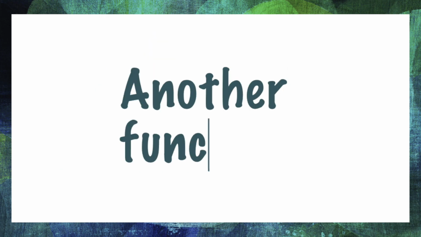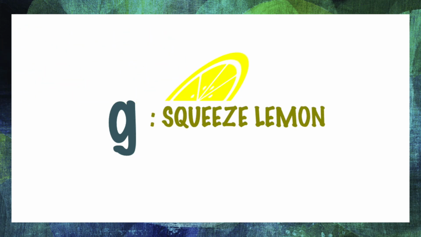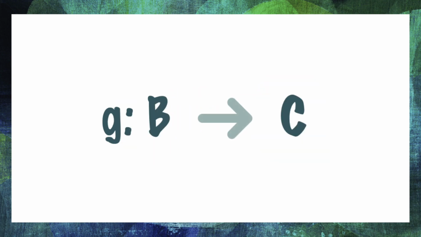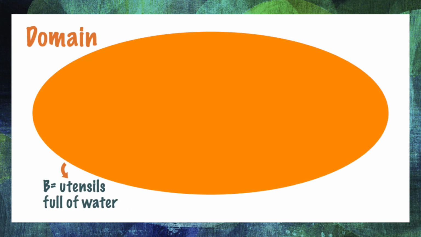Let's take another function. Say g, and let's define g as squeeze lemon. The function g is squeezing lemon, and we define g from B to C. So again, what is g? What's B? What's C? Let's understand the domain in this case. Our domain is set B, and we know what set B is, right? It's the collection of all y. That is, B is the collection of all utensils which are already filled with water.